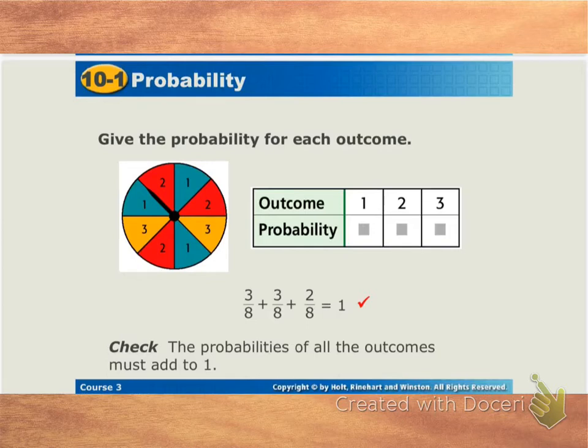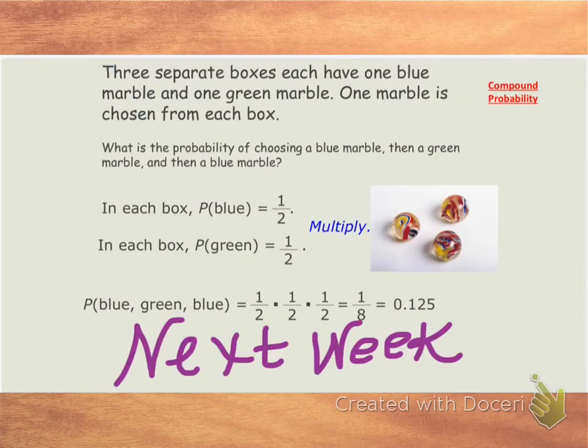All of our probabilities in these situations that we work through today should give us 1 at the end. In other words, if I add up all the fractions, I should get the number 1. If you want to look ahead, you might read over this problem and see if you can figure it out, but we will be dealing with compound situations next week.